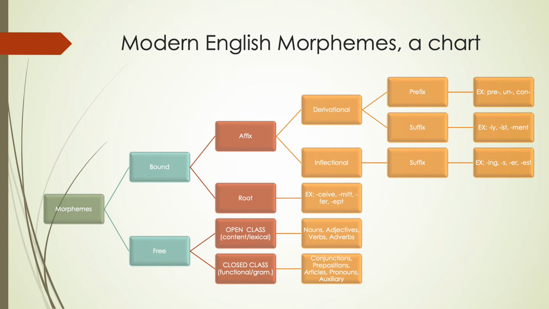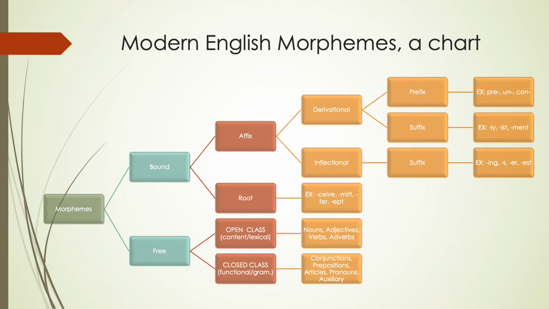If something is bound, then it can either be a root or an affix. And the roots are very limited in English. So things like sieve or mit, so conceive, commit, those kinds of things are words that are roots that are bound because they contain the main information, but they can't stand by themselves.